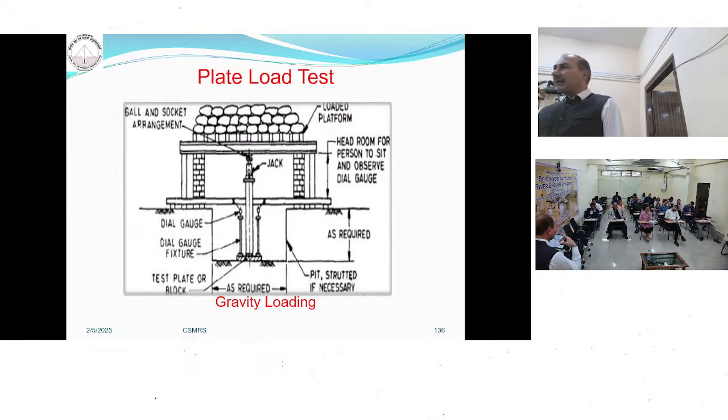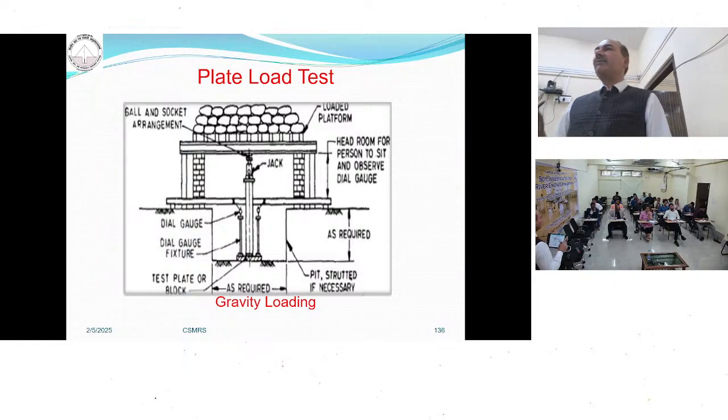Then apply the next increment of the load. It means if initially you applied 4 ton, apply 8 ton, and again measure the deflection. In that way conduct this test. The test is conducted until the deflection of the plate is 25 mm, or it is double the design load.